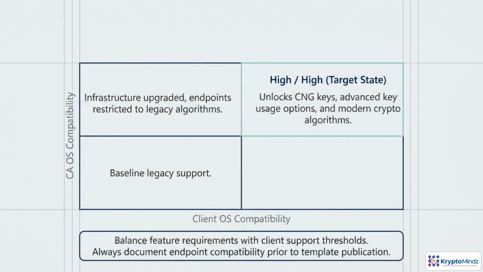When you pick algorithms and template features, you're really choosing a compatibility level between your CAs and your endpoints. At the low end, you keep broad legacy support, but you're stuck with older cryptography and can't use newer key usages. Once both CA and client operating systems are modern, you can enable CNG keys, stronger algorithms, and richer key usage without breaking devices. The decision is to consciously balance nice features against who will be locked out, and to document tested endpoint support before you publish any template.